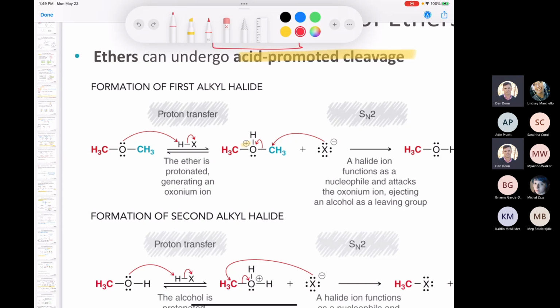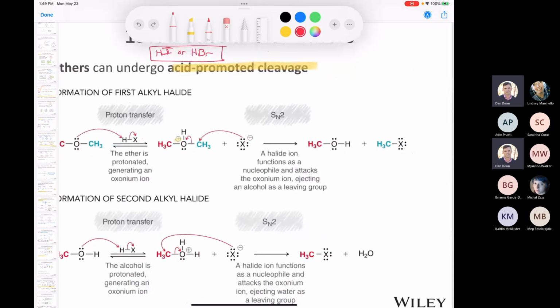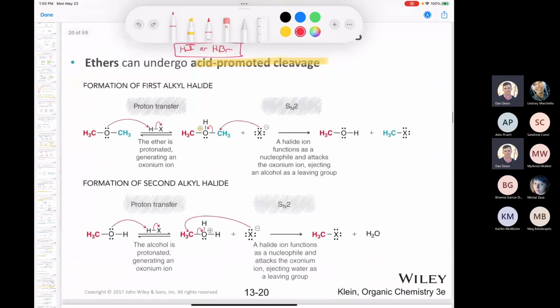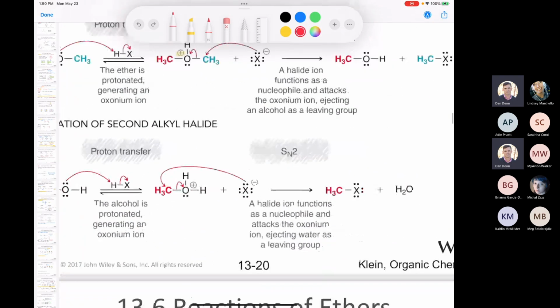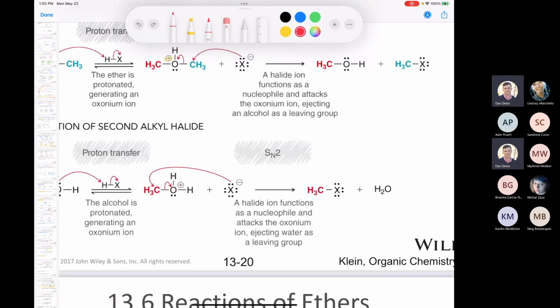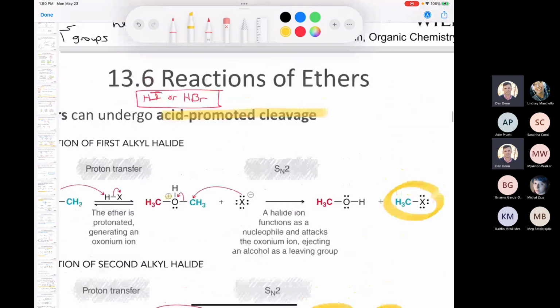So now a halide can come in as a nucleophile, and we get an SN2 reaction to form the alkyl halide from here, and then you're left over with a molecule of the other side as an alcohol. So now you can probably guess what happens. That alcohol gets protonated by the strong acid. You convert the alcohol into a good leaving group, water, and then you get a second SN2 with a second halide ion to form the second molecule of RX. So this is the first RX group, this is the second one, and here's your water. Again, this is what I was showing you right here.